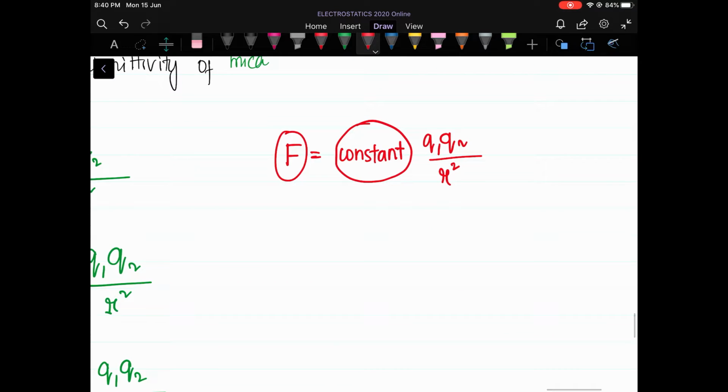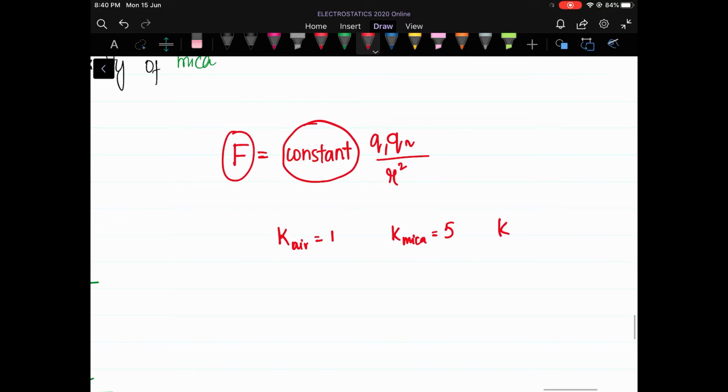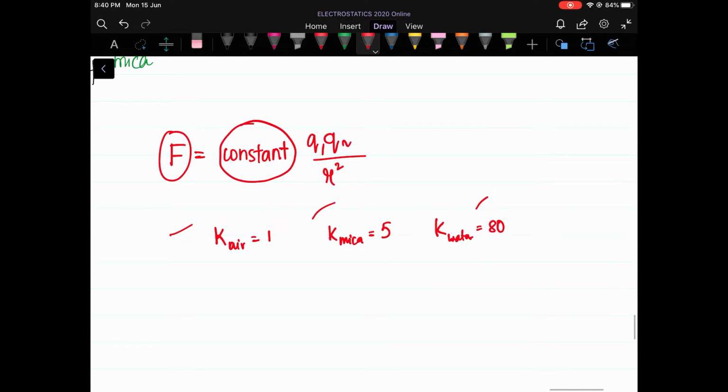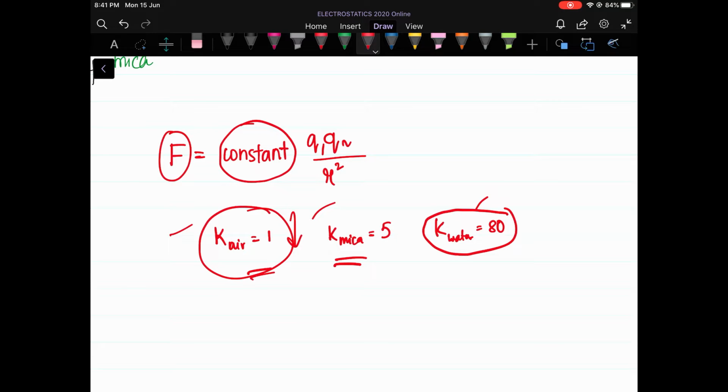And to talk about the dependence of the force on the medium, we bring in a term called dielectric constant. The dielectric constant of air is taken to be around 1. The dielectric constant for mica, as I've shown you, is equal to 5. The dielectric constant for water, we have taken to be 80. The information which this K value gives is that the force between the two charges in water will be least compared to these two cases. Or I can say, since the K value is the highest here, the force in that medium will be lowest.